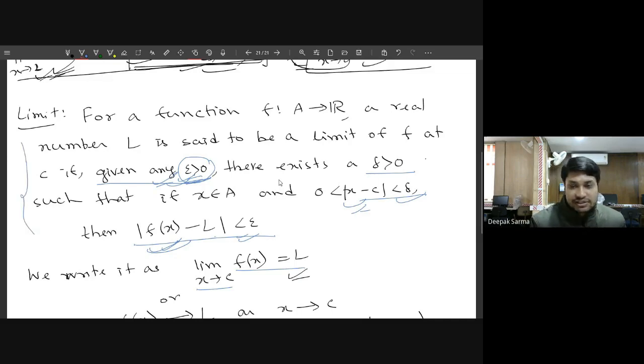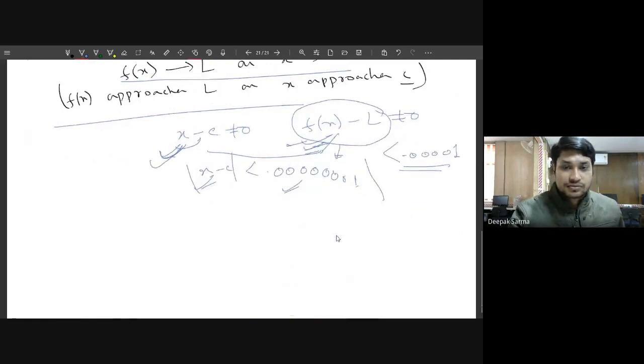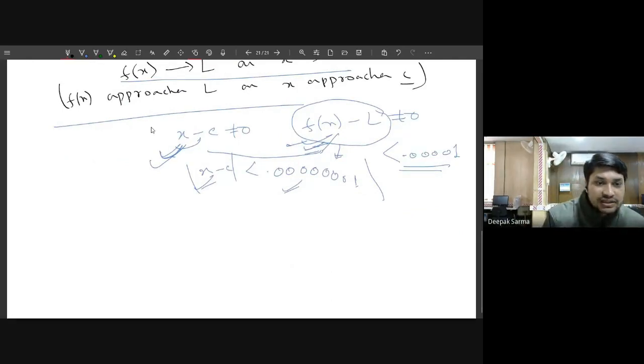But if you simply write that the limit of f(x) as x tends to c is L, it means when x is very close to c, f(x) is very close to L. That is the meaning. Should I explain more, or did you understand? Understood, sir.